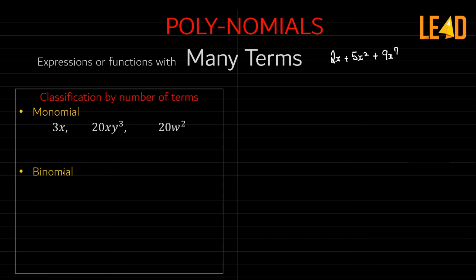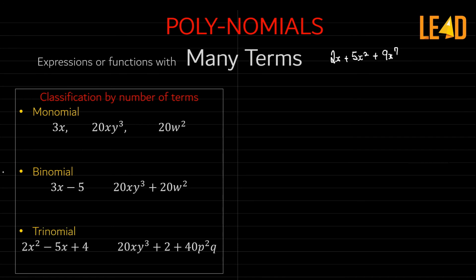A binomial, on the other hand, bicycle, right? Anything bi means double. So bi means 2 terms. We have 3x minus 5. So this is one term and another term. And this is 20x cubed plus 20w squared. Again, this is 2 terms, right? So when you see monomial, 1 term, binomial, 2 terms, trinomial, of course, 3 terms.